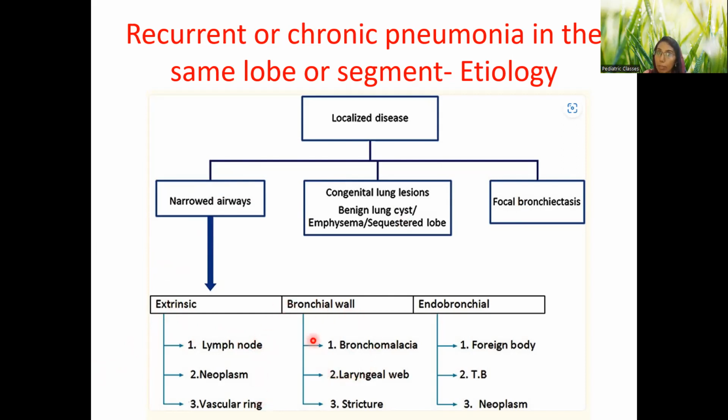Or is there any problem with the bronchial wall? For example, during ventilation, the wall tends to collapse. So when there is a bronchomalacia, a laryngeal web, or a stricture, there's a problem with the bronchial wall. And what is endobronchial? Endobronchial is inside the bronchus. The most common reasons for recurrent pneumonia here are a foreign body, tuberculosis, or neoplasm. So these are the general etiologies.